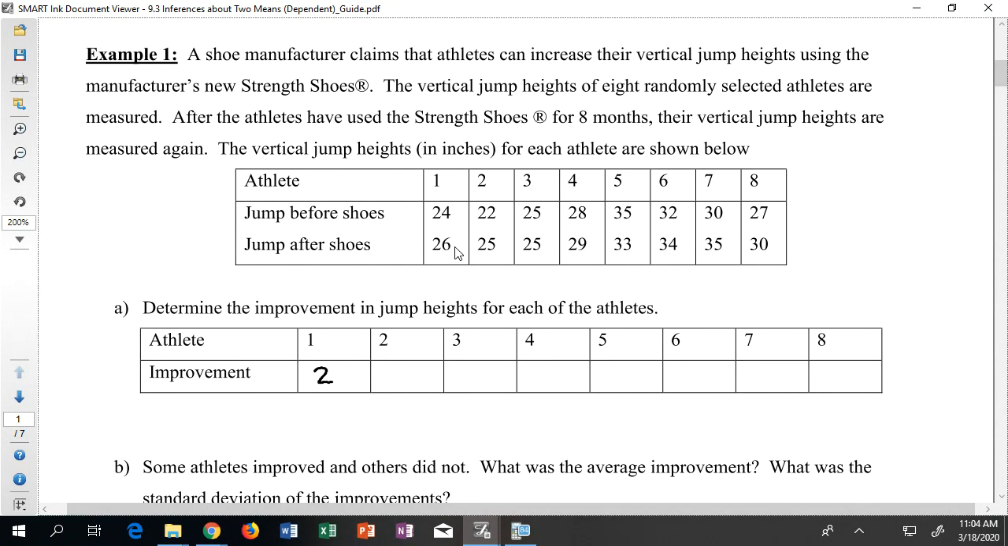Person number 2 also got better. They got better by 3. Person number 3 didn't get any better, so they got a 0. Person number 4 got better by 1. Person number 5, kind of slacking there. They did worse. So they went down by 2. I'll give them a score of -2. Person number 6 went up by 2. Person number 7 went up by 5. And person number 8 went up by 3. So these would be different improvement numbers.